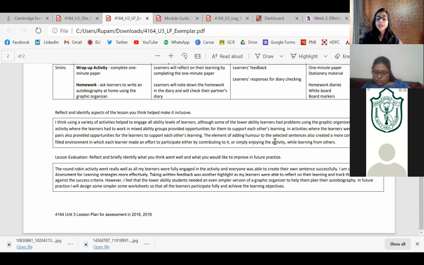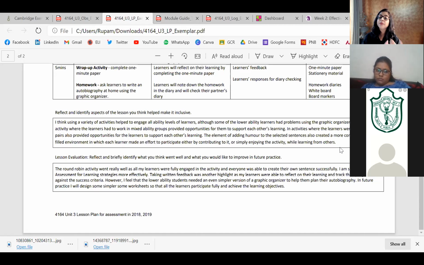The element of adding humor to the selected sentences also created a more comfortable, fun-filled environment in which each learner made an effort to participate, either by contributing to it or simply enjoying the activity while learning from others. So आप देखो inclusivity के कौन-कौन से points इन्होंने add किए हैं. पहली चीज, I used a variety of activities. Second thing, there was a group activity where there were mixed ability students, so there was peer support available.